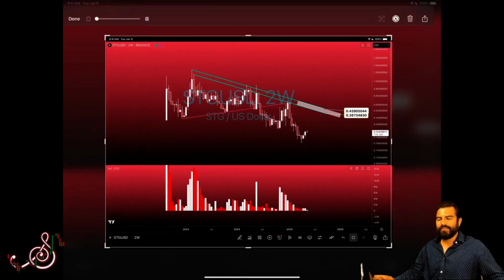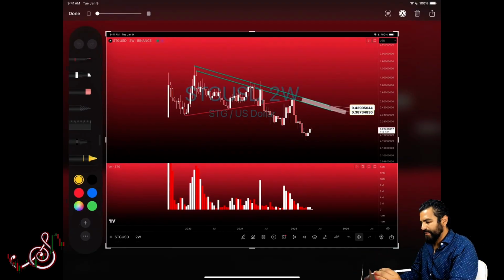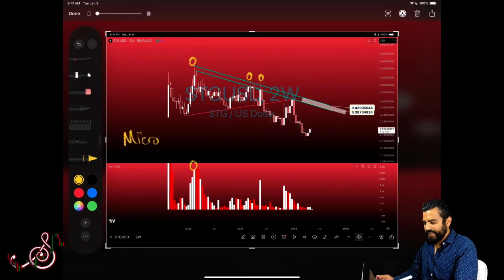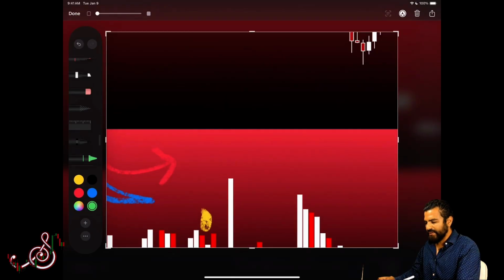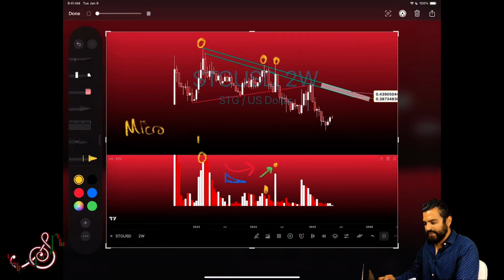Here's a good example. I don't really have time to teach this, but we were talking earlier about the micro volume analysis. We can see that the supply was starting to be absorbed. That's a good sign right here, the first one. But you can see that the second time around, there was a strong increase in volume from point 2 to 3. So here's 1, here's 2, here's 3.